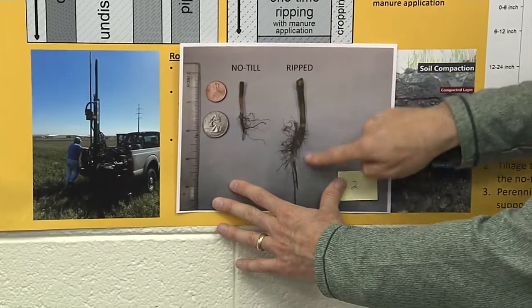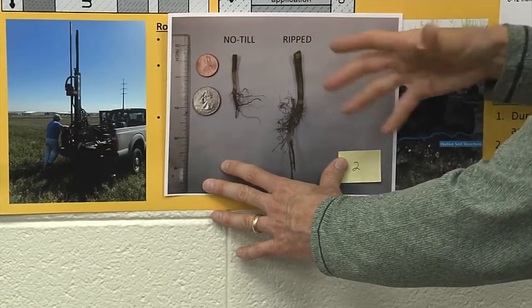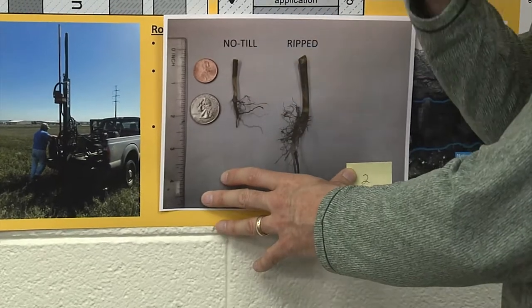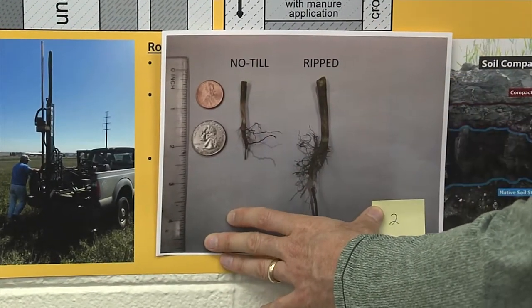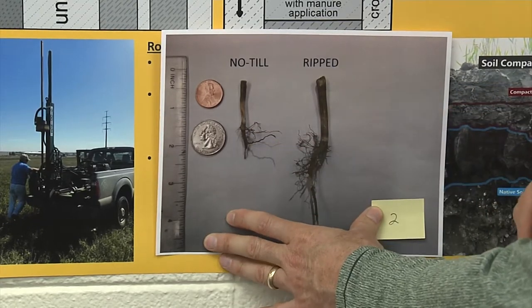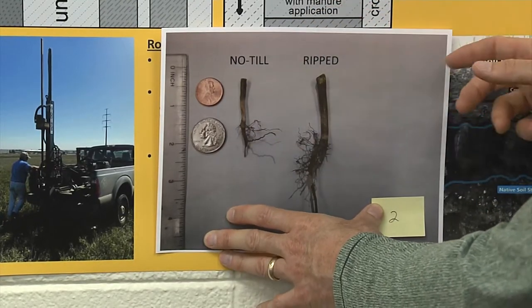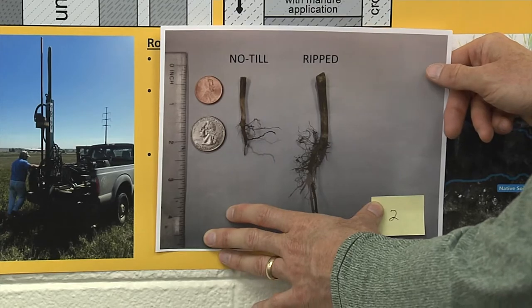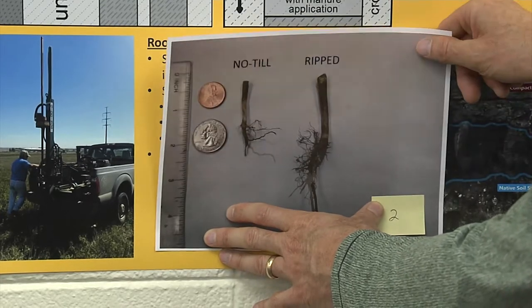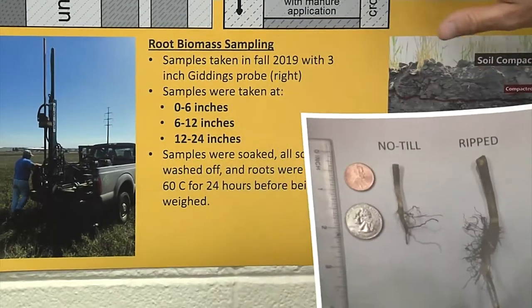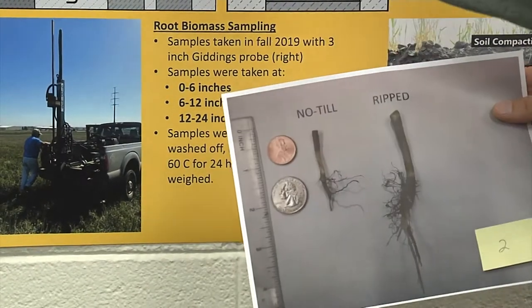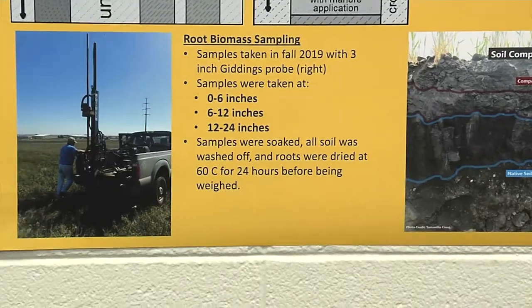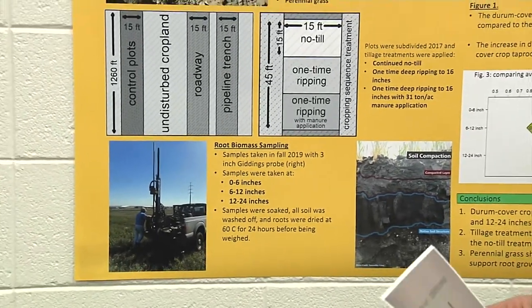But look at this. Look at what that ripping did. It really let the roots explore and move down through the soil profile much, much, much better than it would if it was just in the no-till state itself. So this can be a really good example of the importance of trying to minimize that compaction in these roadway areas.